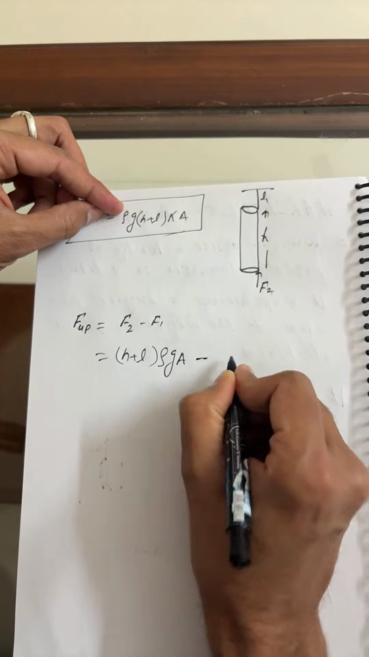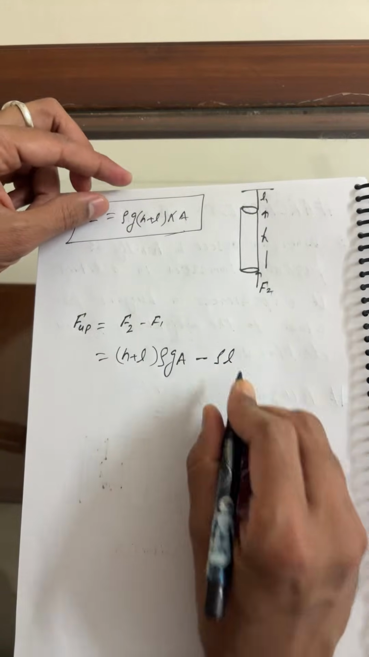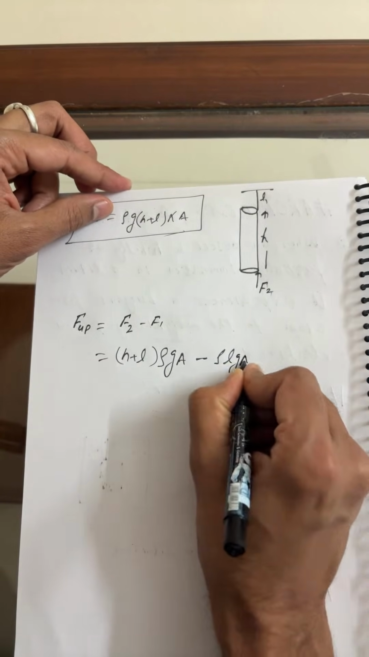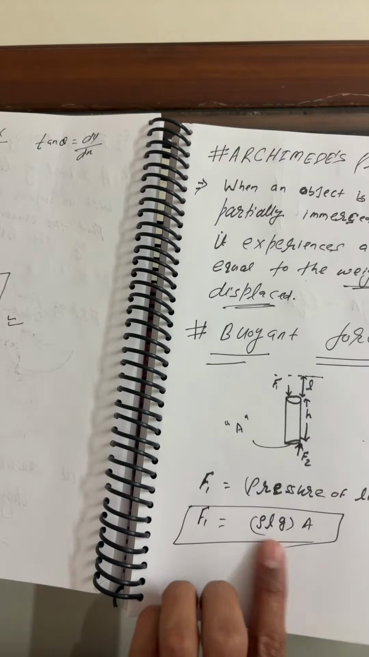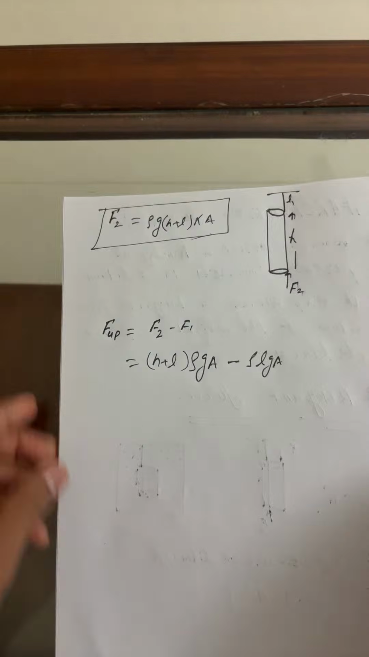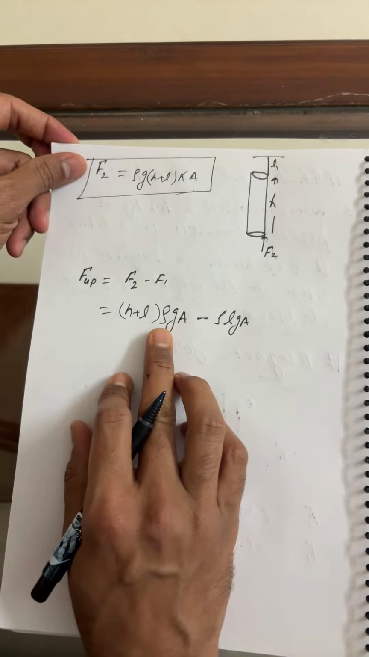Then again density of liquid into g, this is rho L g, as I already found previously. This is F1, right? Okay. So this is rho L g.